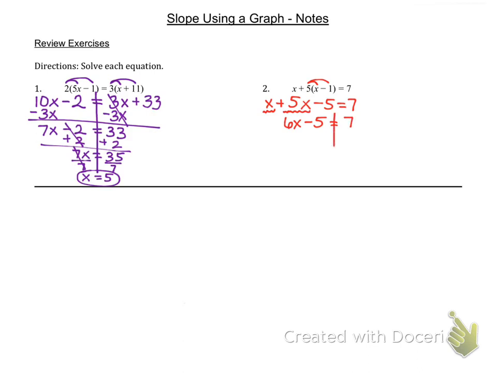Now we want to isolate the variable. Since the variable is already on the left side of the equation, I want to move everything else over to the right side of the equation. So first I'm going to add 5. So negative 5 plus 5 is 0. Then we have 6x equals 7 plus 5 is 12. Next I'm going to divide both sides by 6. 6 divided by 6 is 1, so we have 1x equals 12 divided by 6 is 2. So our answer is x equals 2.